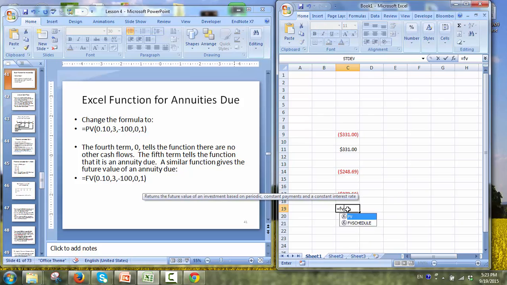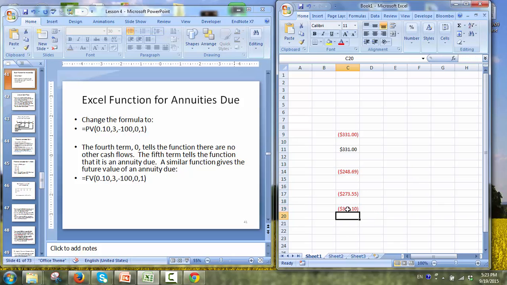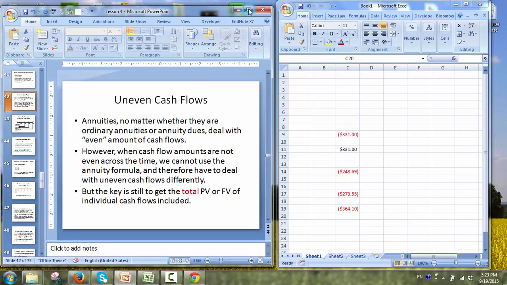For the future value, same idea. Same 10%, same 3 years, same $100, 0 PV, but type will be 1. For the annuity due, then, 364.10. So far we talked about annuities which have equal payments all the time, and we talked about how to calculate the future value and present value of both ordinary annuities and annuity dues.